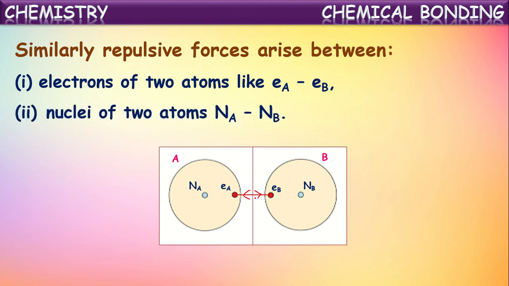And one more repulsive force is between the nuclei of the atoms. This is a positively charged nucleus, and this is also a positively charged nucleus. When atoms approach each other, between these also a repulsive force starts. So in this way, when two atoms approach each other, certain repulsive forces as well as certain attractive forces come into force.